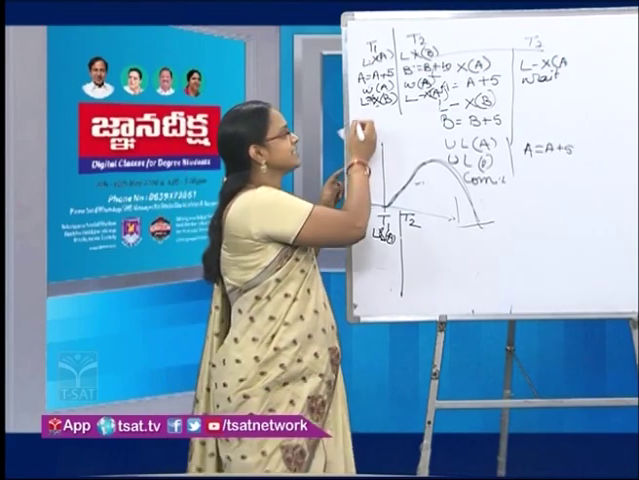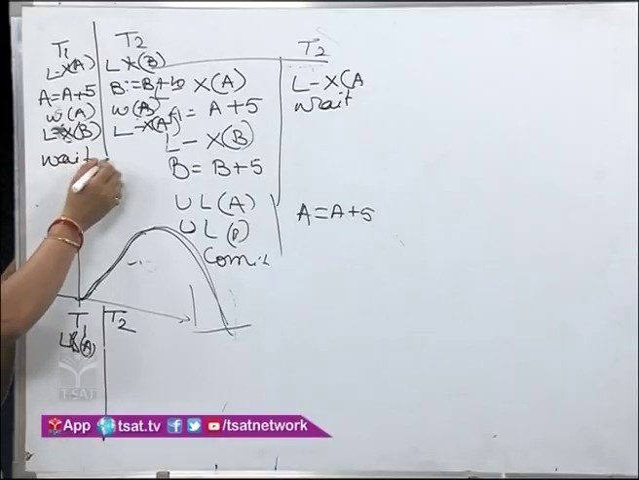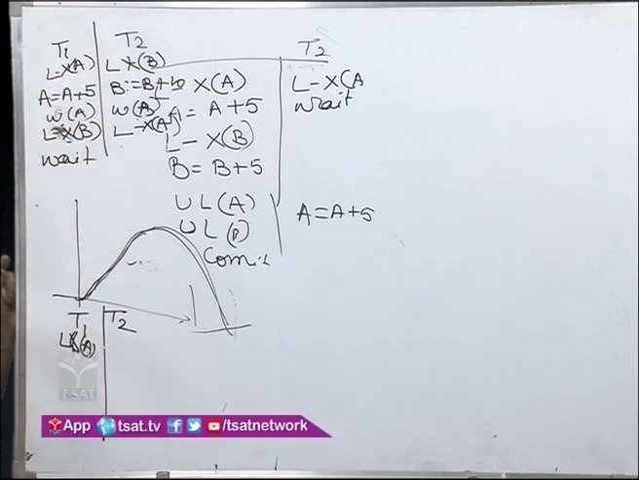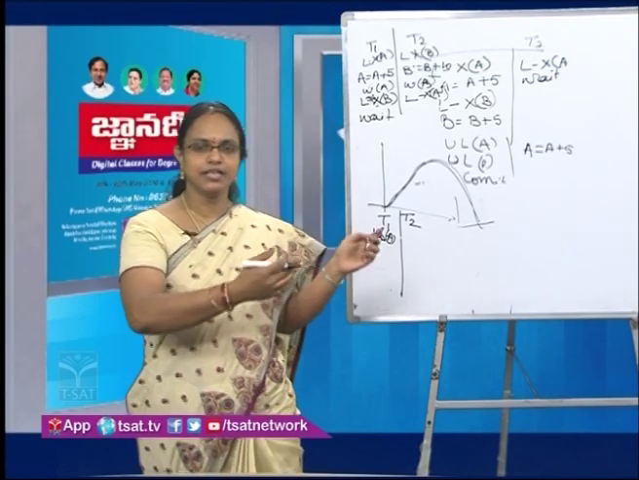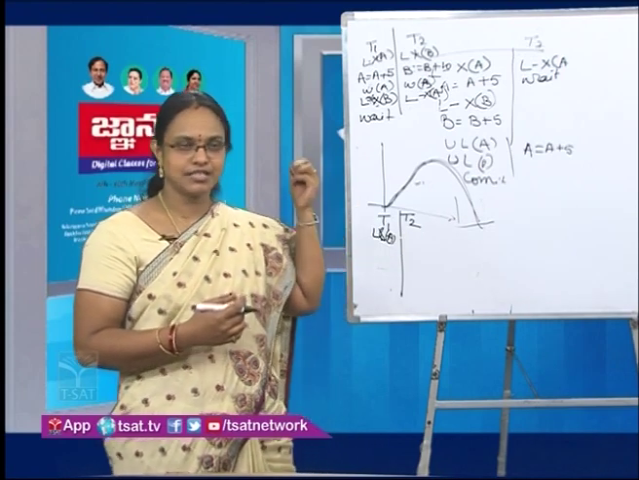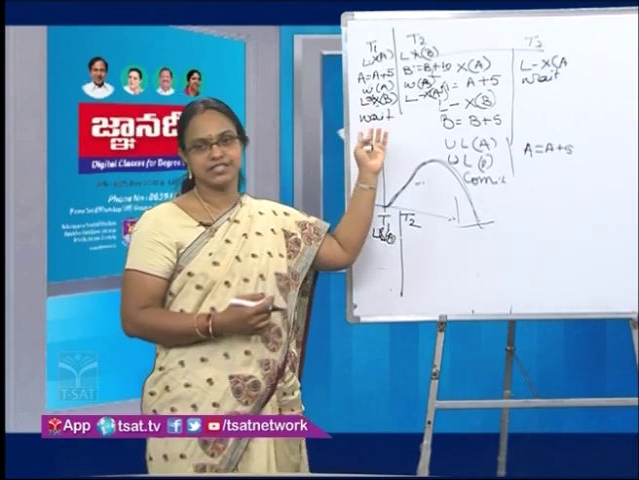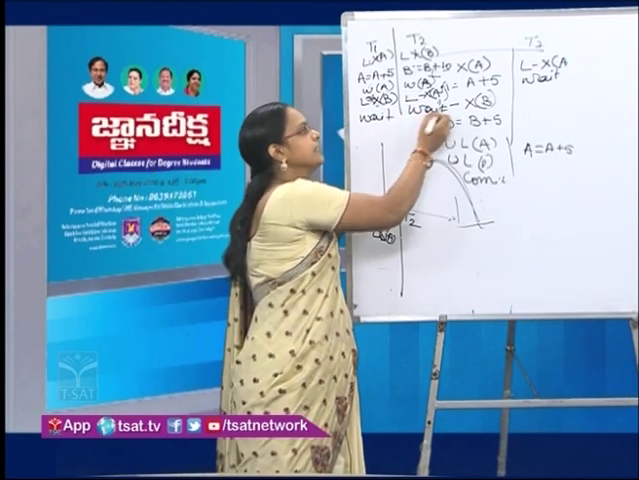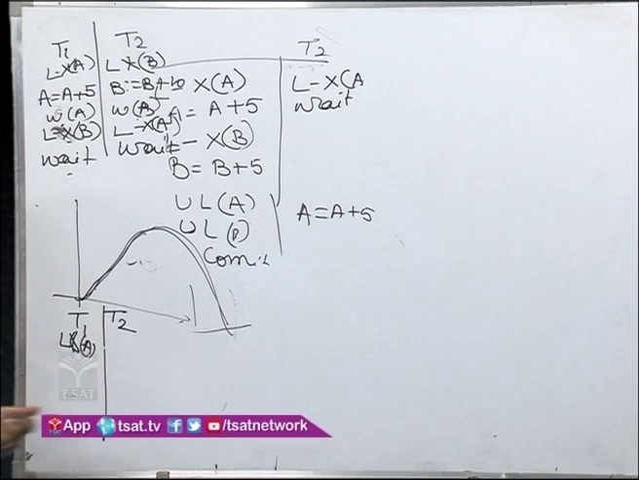So one transaction is waiting for the other transaction to release those database objects. I want to update the marks of B, but it is already held by the other teacher. So I have to wait until she finishes that transaction, and she has to wait until I finish this record. So this waiting: T1 is waiting for T2 and T2 is waiting for T1.